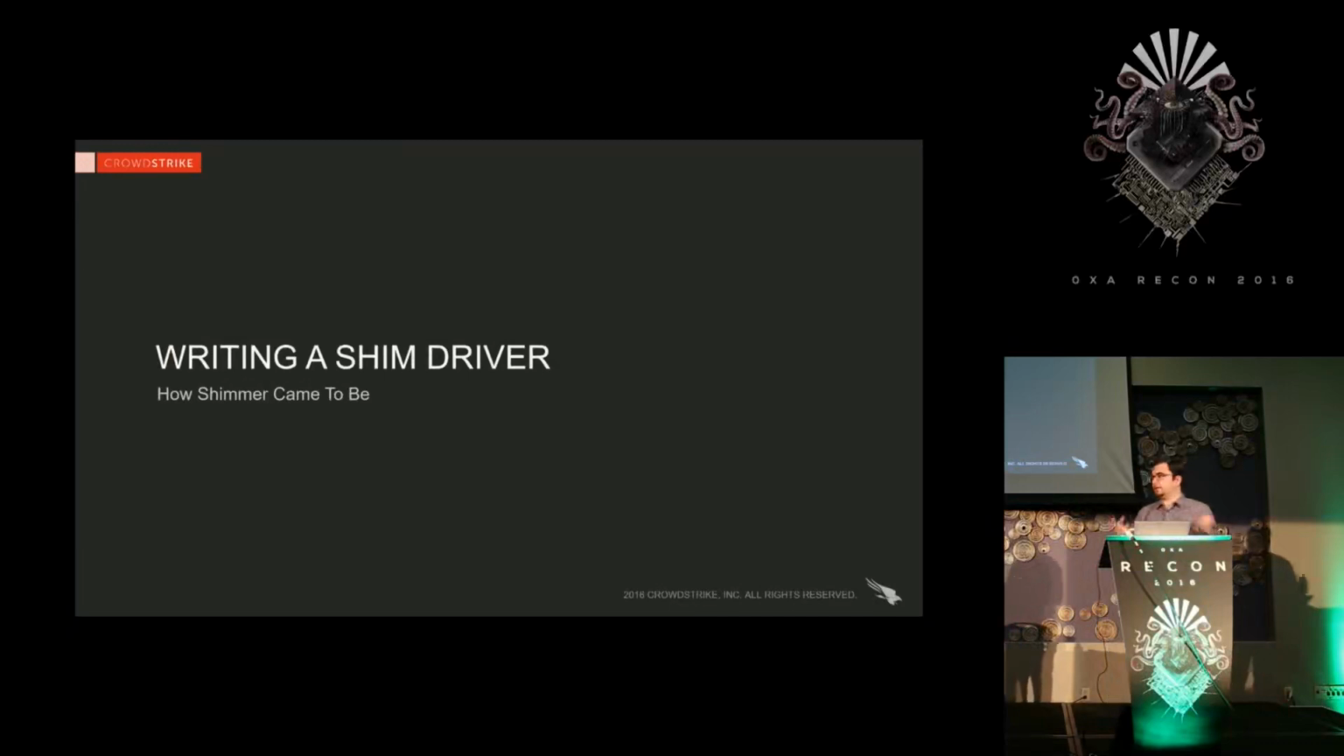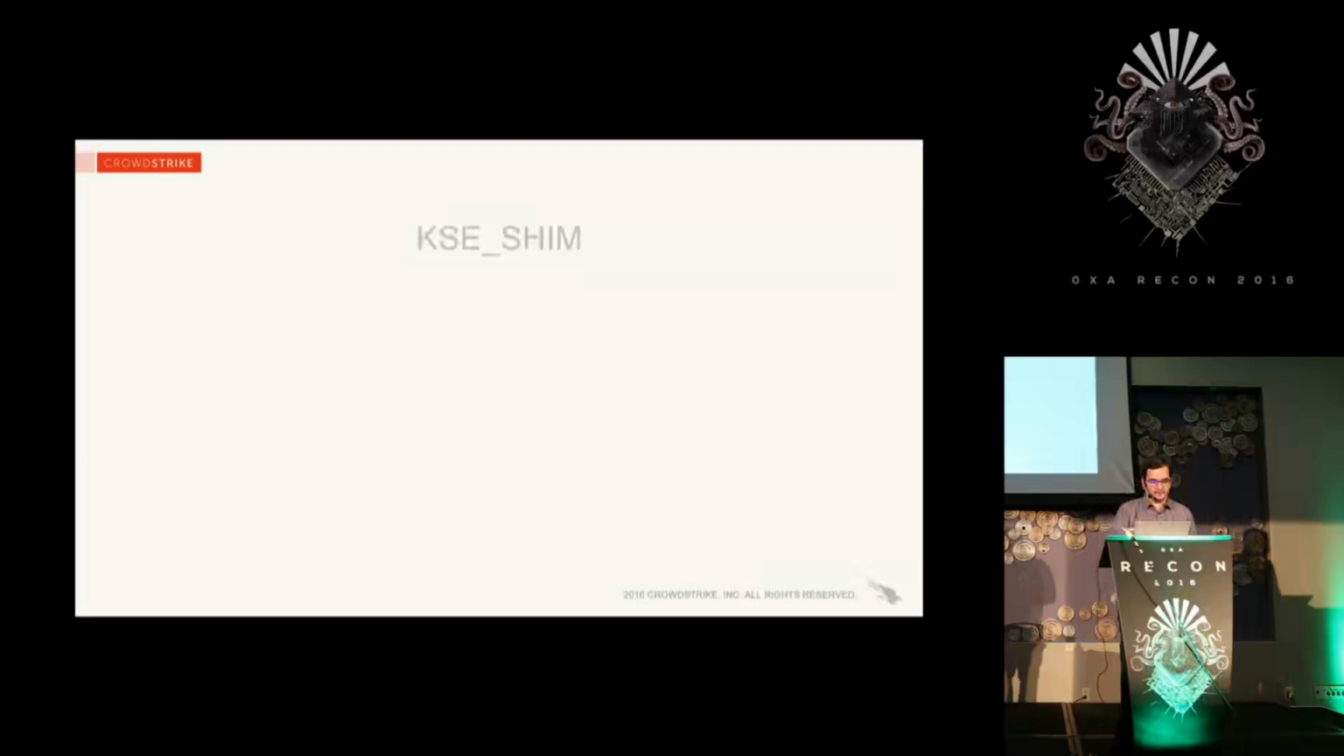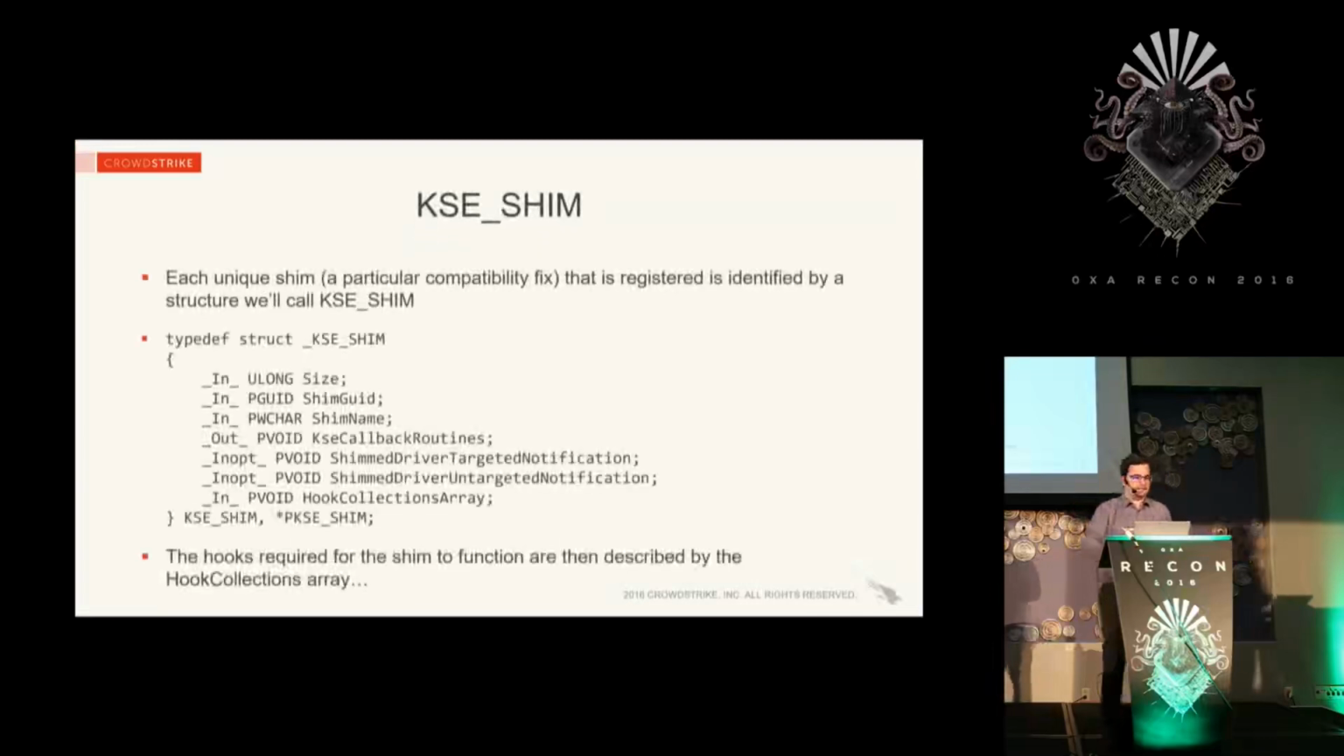So let's see how we can write our own driver that basically makes the shim engine do all this stuff for us. So the first thing we need to do is define a KSE_SHIM. Again, a shim is a compatibility fix. And a compatibility fix is a set of functions we have to hook, and callbacks we have to hook, and IRP handlers we have to hook. And by hooking all those things, the idea is we're working around some sort of bug in this driver. So this structure is not documented. It's basically my own definition of it. Fairly easy to reverse. So basically you have the size of KSE_SHIM, a GUID, and a name.